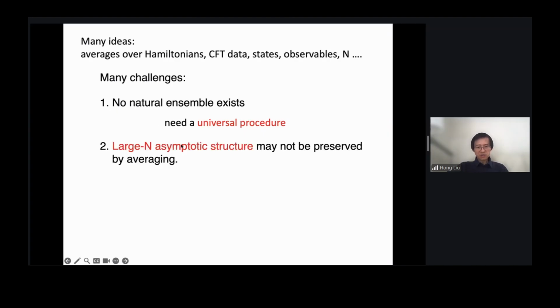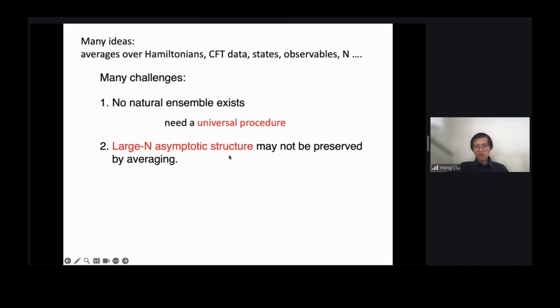And the second challenge is that on the gravity side, there's this asymptotic expansion. On the CFT side, we also assume there's an asymptotic expansion which maps to the gravity side. And this Lorentzian asymptotic structure may not be preserved by the average. Okay, so when you do the ensemble average, even though each theory may have a Lorentzian expansion, when you average, the averaging procedure and the Lorentzian expansion may interact non-trivially. And so that will cause difficulties. For example, one idea is that you can average over n.